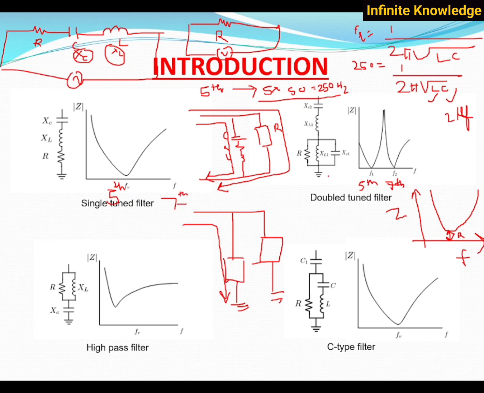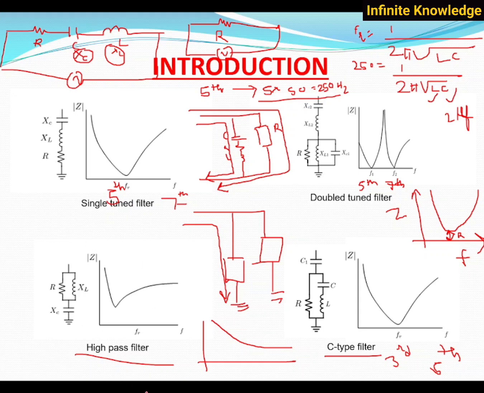But if you want to use only one filter to remove two different harmonics, you can use a double tune filter. For very low order harmonics, like the third or fifth harmonic, we will use a C type filter. And if you want to reduce a major part of the harmonics, like the fifth, seventh, and 11th harmonics, we can use a high pass filter. High pass mostly removes high order harmonics from the system.